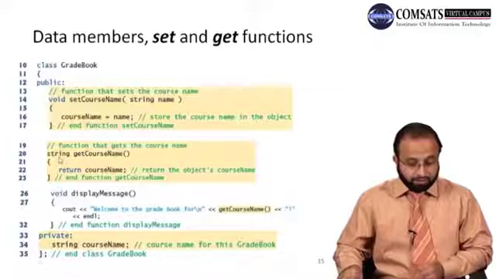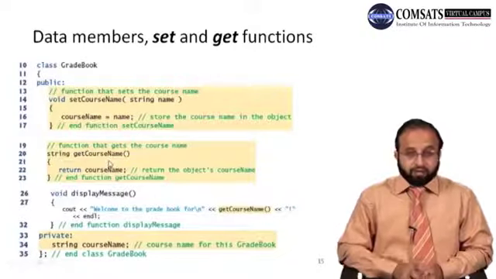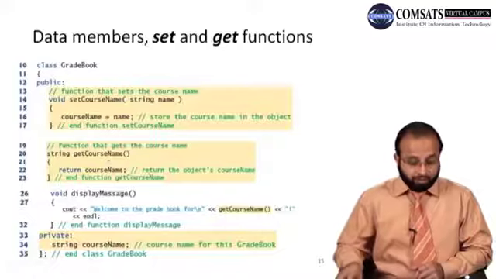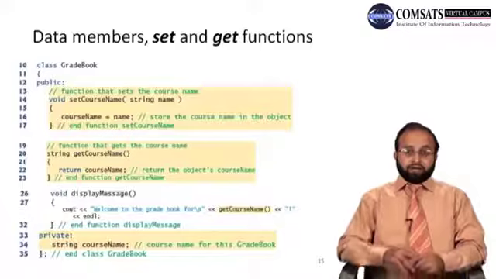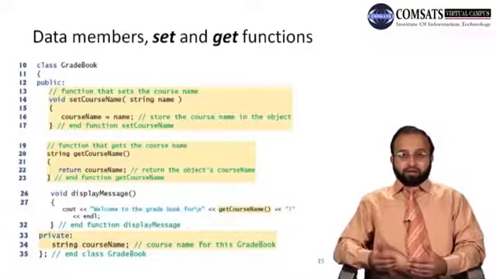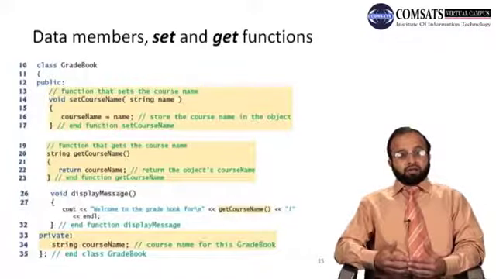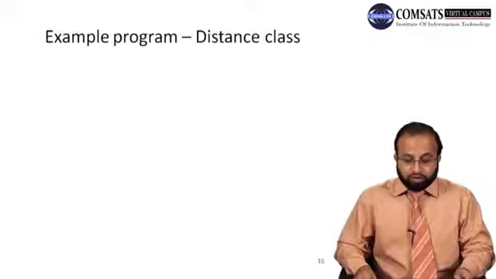And there is another function, get course name. Get course name will return the course name. So this function returns the object of string type, and it returns actually the value of the course name object. The display function will display it on the screen, right? So getter functions and setter functions are basically, setter functions are used to set the value of the private data member of the object of that class, and getter functions are the functions that return the value of the private data member of the object of the class. Let's see the example program.